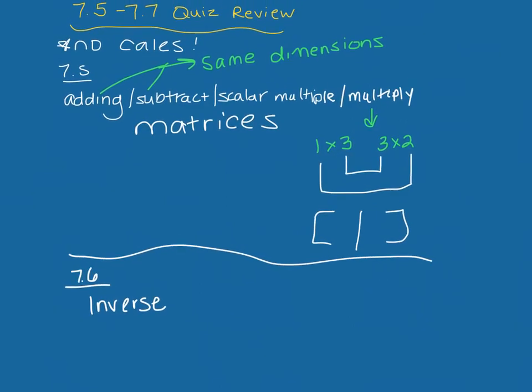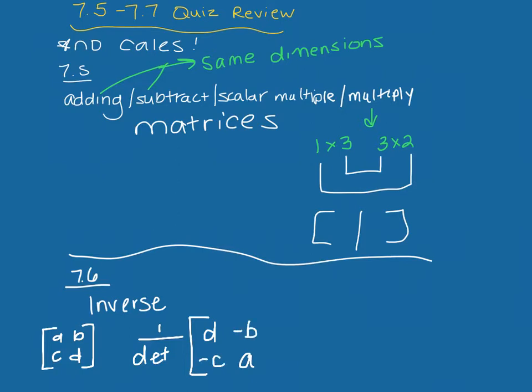And this is going to be the inverse of your 2 by 2 and your 3 by 3, okay? The 2 by 2 is 1 over the determinant. So let's say it's the matrix A, B, C, D. Then it's 1 over the determinant times: you switch the location of A and D and you change the sign on B and C.